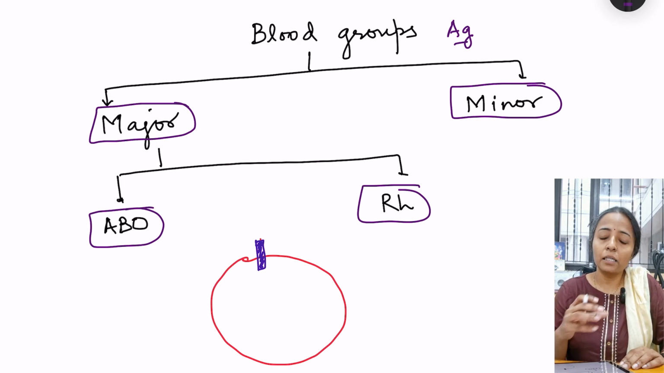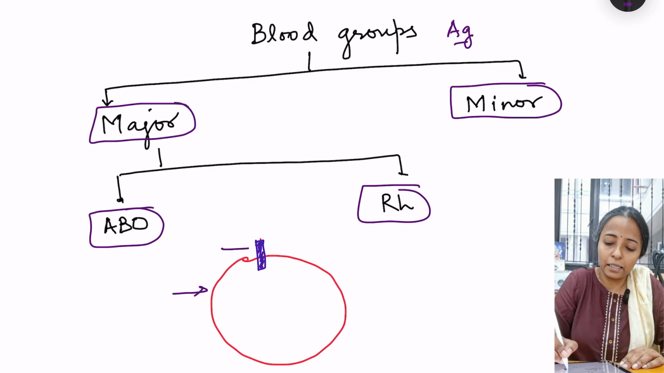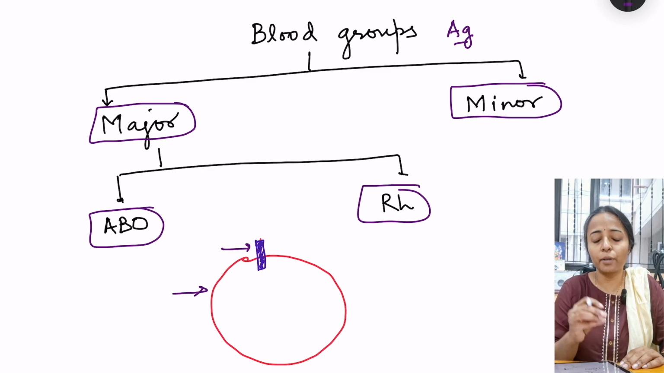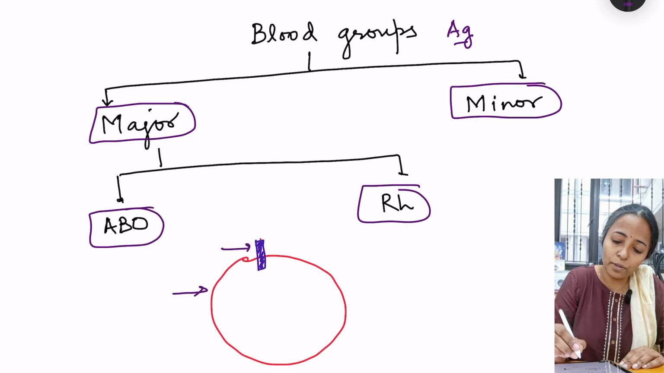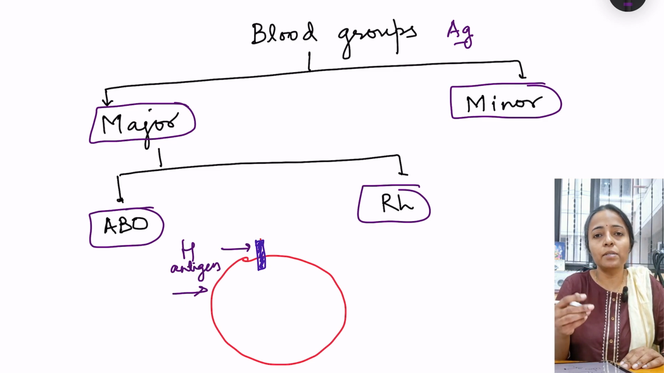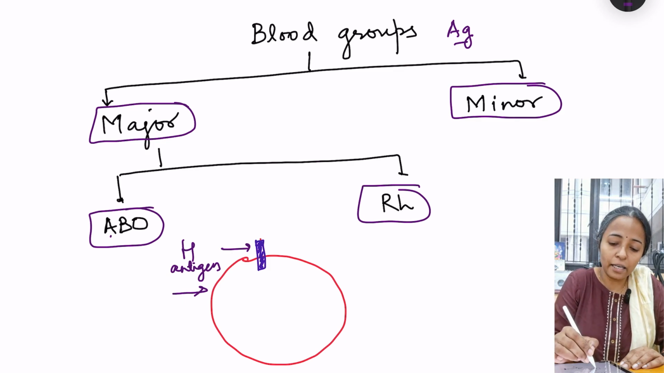These are basically the antigens present on the RBC membrane. This diagram shows the RBC, and this is the antigen. We are talking here about the ABO blood group system. The antigen present in the ABO blood group system is the H antigen. Over this antigen, sometimes other carbohydrates are added as well, so based on that we have the A antigen and the B antigen.